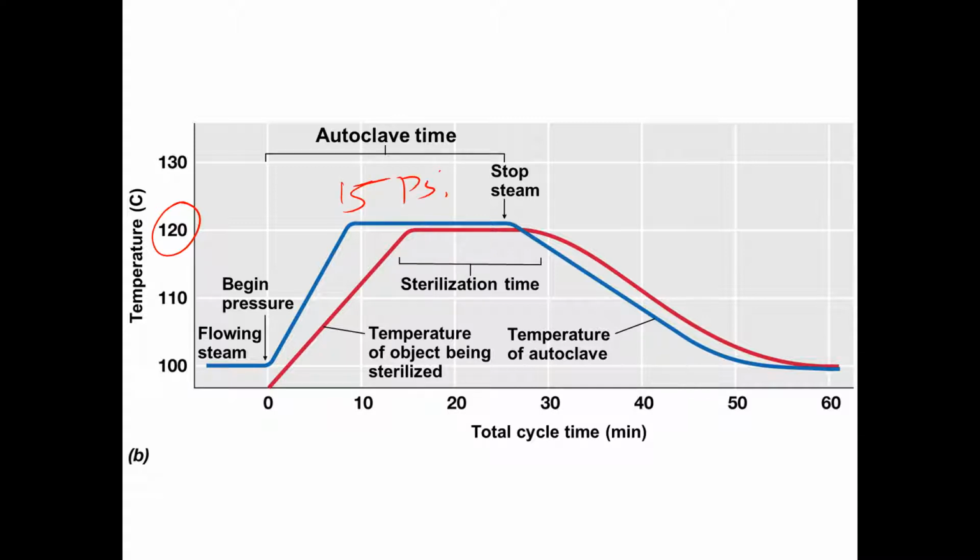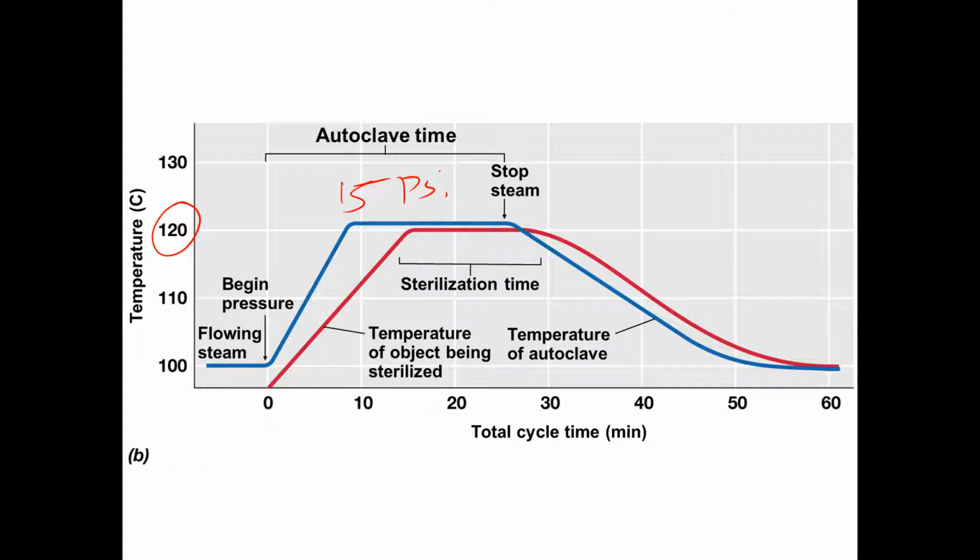This is a standard value. The temperature and the pressure can be altered. It's going to depend on what you're trying to sterilize: the particular contents, what those contents are in, and the organisms you're dealing with. All of that plays a role in the temperature and pressure used, as well as the amount of time.